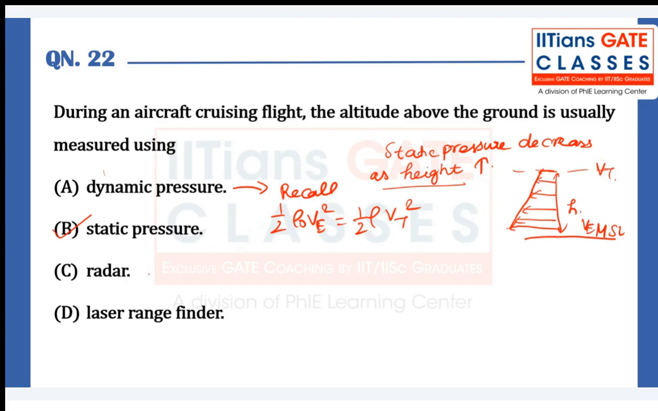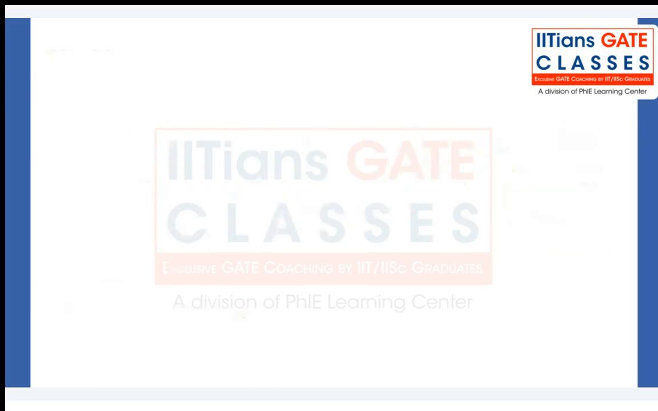Radar is usually used for detecting objects by using radio waves, so that doesn't come under the detection of altitude. Laser range finder also doesn't come under it. Basically these two are used for detecting any airborne objects flying. This is the case. I hope you guys don't have any doubts on this. Then let's go to the next question.